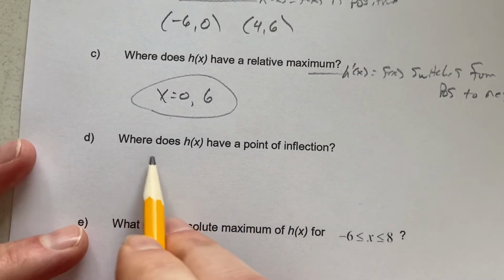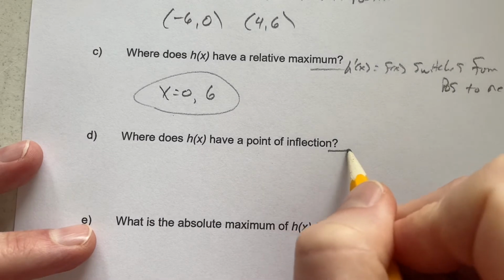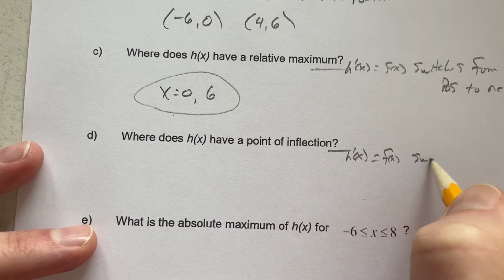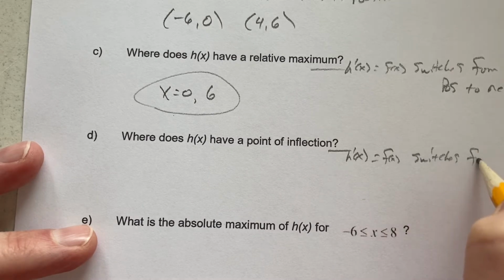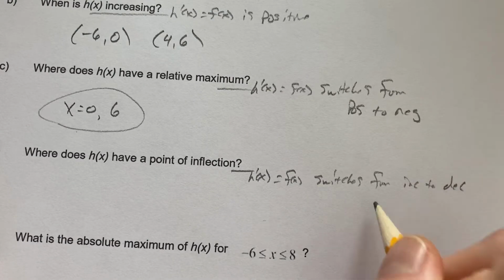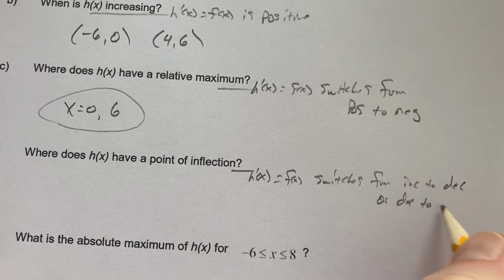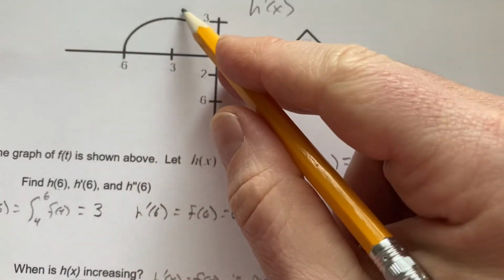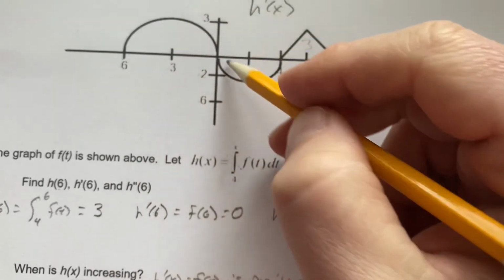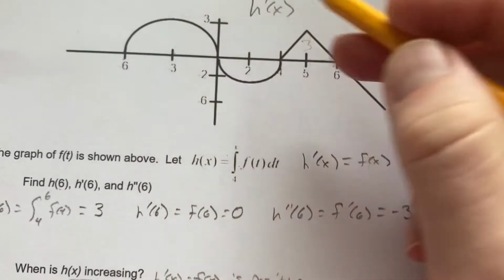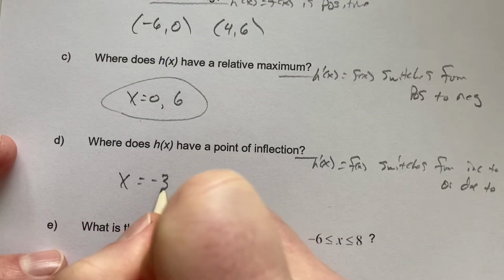Where does h of x have a point of inflection? That's when its derivative, which is f of x, switches from increasing to decreasing or decreasing to increasing. Because when the derivative is increasing, the original function is concave up. When the derivative is decreasing, the original function is concave down. So we have a switch here at negative 3, at 2, and at 5. Negative 3, 2, and 5.